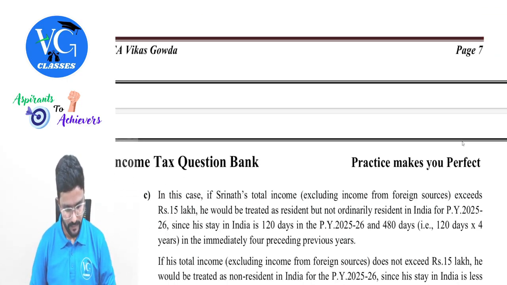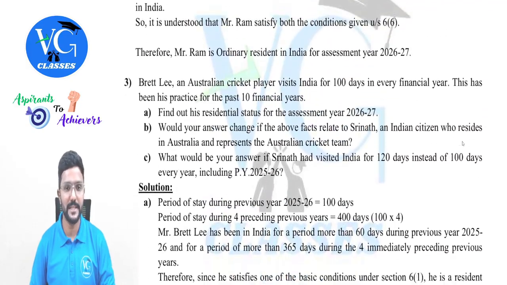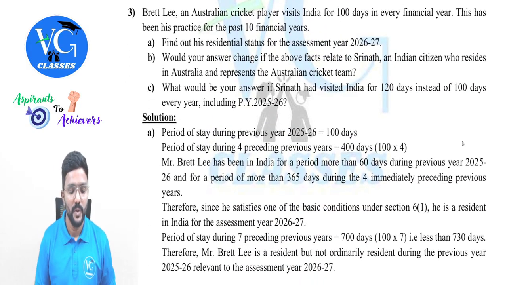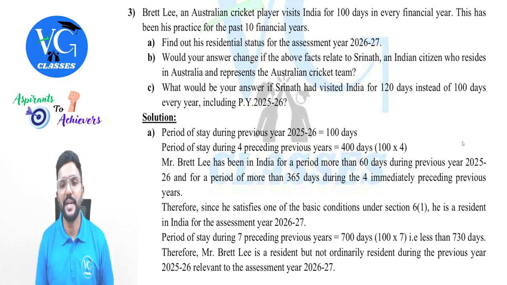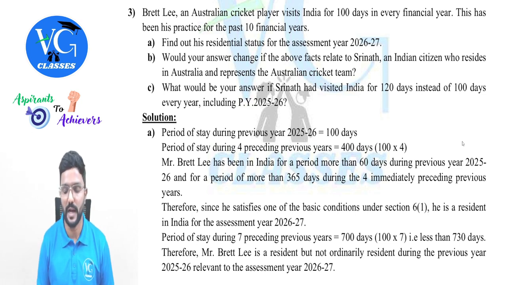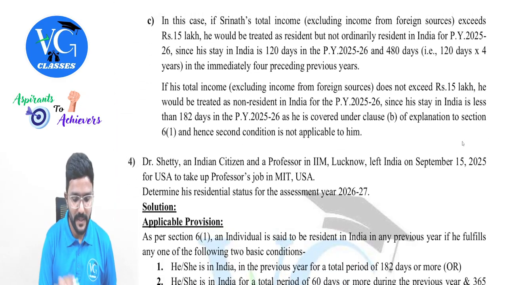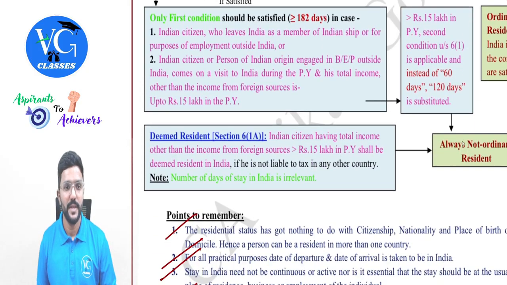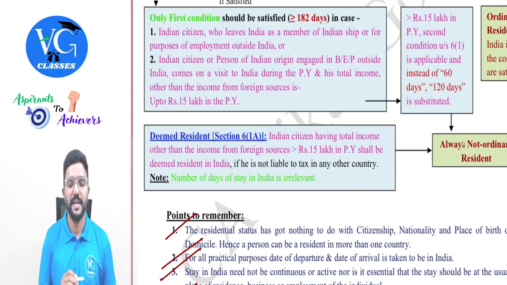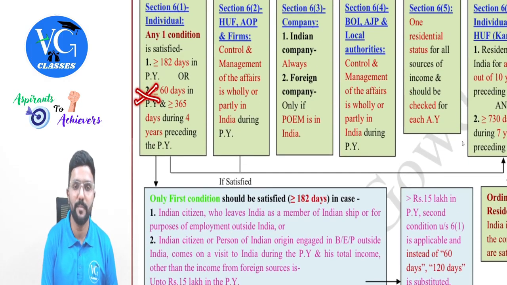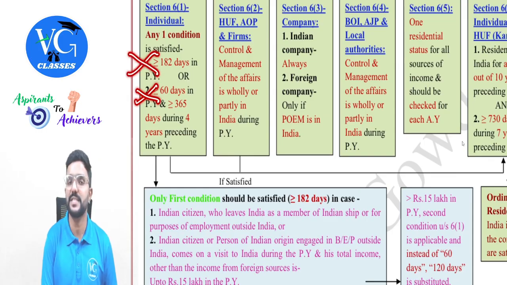Okay, so next, there is the last part. See, what would be your answer if Srinath had visited India for 120 days instead of 100 days every year, including previous year 25-26? 120 days. Now, Indian income is important. Guys, I will explain here. If his Indian income is up to 15 lakh, then in that case the second condition is not at all applicable and he is not satisfying the first condition, so he would be non-resident.